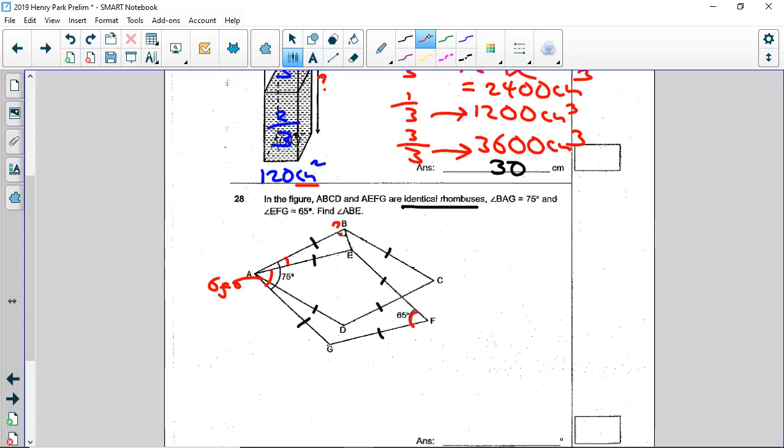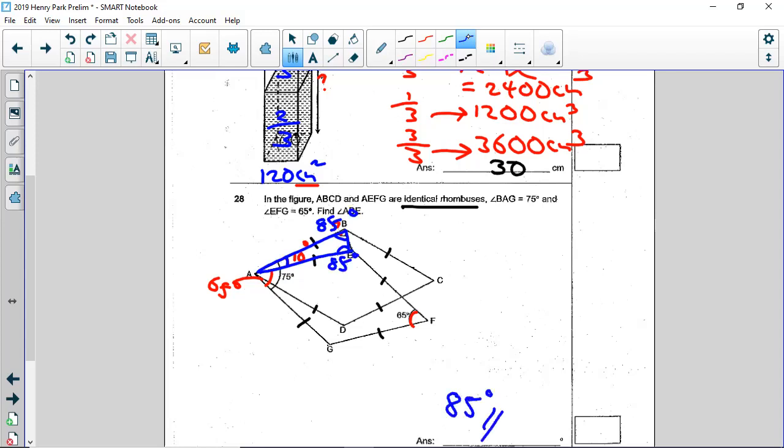That will be 75 minus 65, you will get 10. So this angle here is 10 degrees. And you can see that you have an isosceles triangle because you marked out the sides. So you take 180 minus 10, and then you divide by 2. 180 minus 10 divided by 2, you will get 85. So the question mark here is 85, and this other angle is also the same. So the answer is 85 degrees.